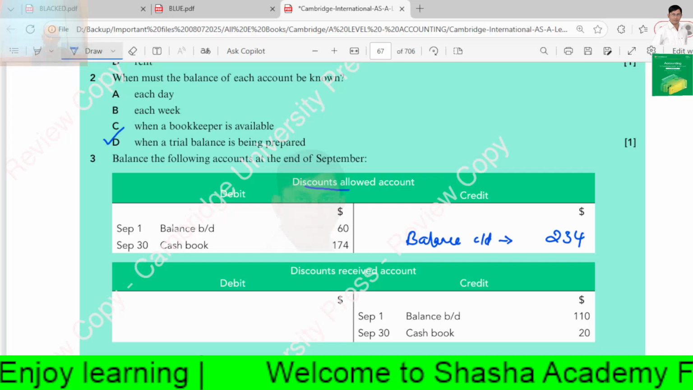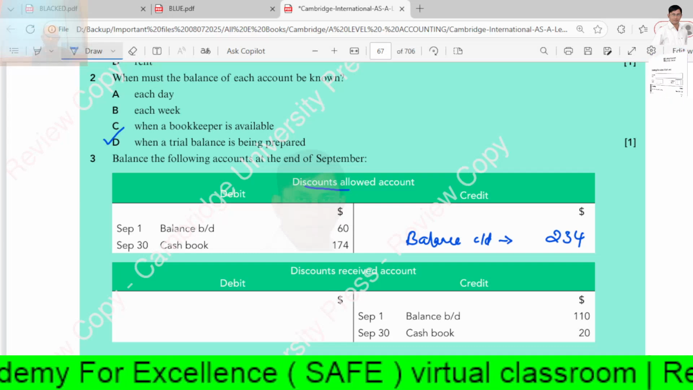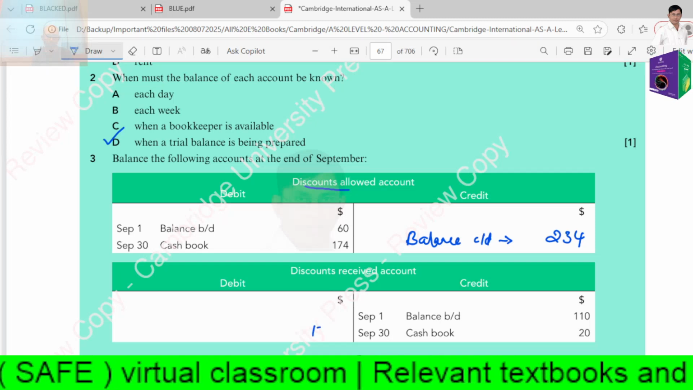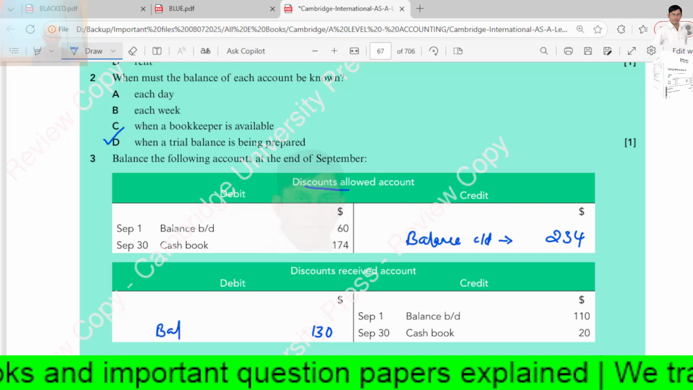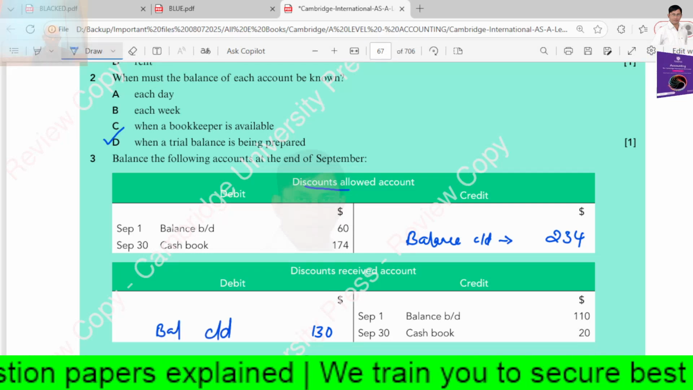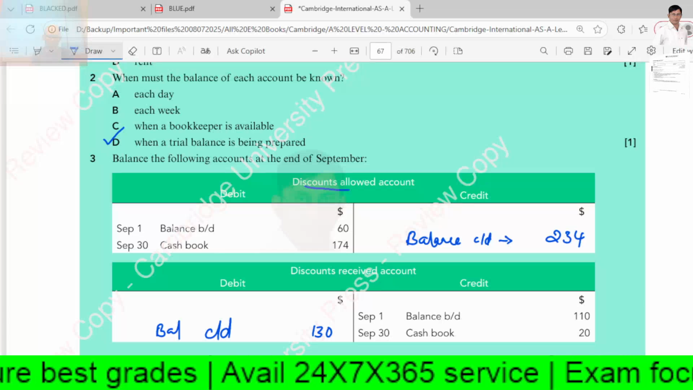Discount received account. So 110 plus 120, 130. Balance carried down. This also can be carried forward straight away to the trial balance.